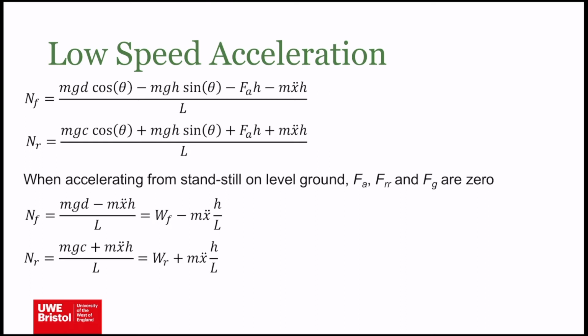So again, FA is 0, sine of 0 is 0. So you've got MGC, cosine of 0 is 1, MGC upon L, which is the weight at the rear, and then you've got your MX double dot H at the back. So you can see that the difference between these loads is that MX double dot H. That gets added on, and that gets taken away. That gets added on. So that bit is your weight transfer.